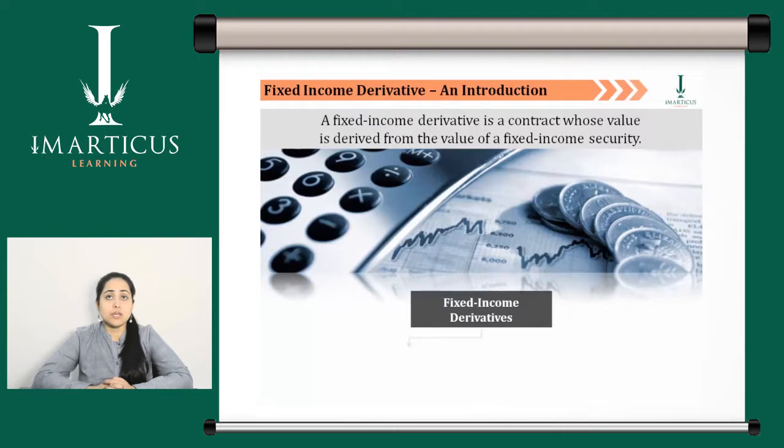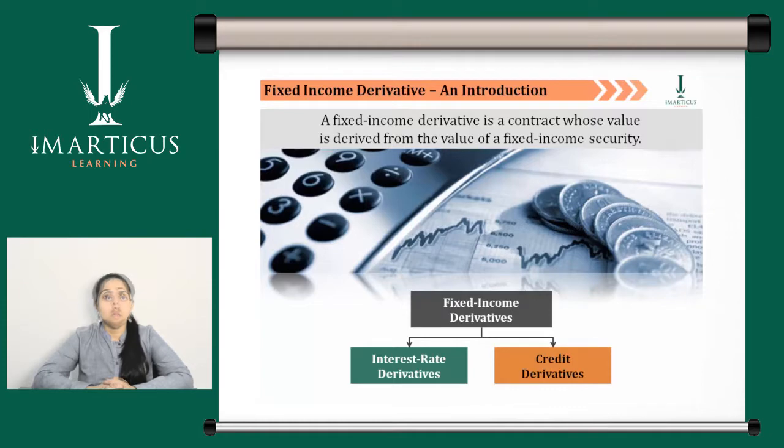First type, the interest rate derivatives, which are based on the direction of interest rates. Interest rate derivatives is what you will learn about in this module. The second type, credit derivatives, are based on credit risk or the probability of a bond issuer defaulting on an obligation. We will learn about credit derivatives in a subsequent module.